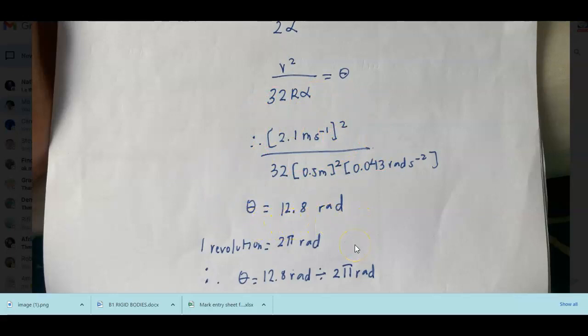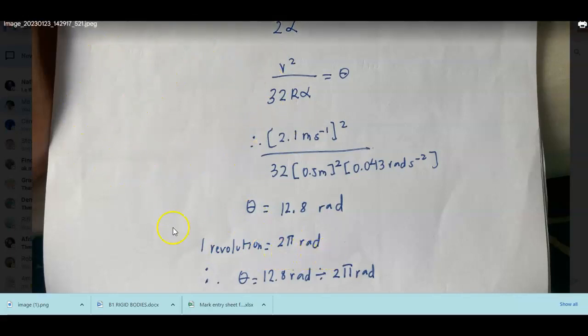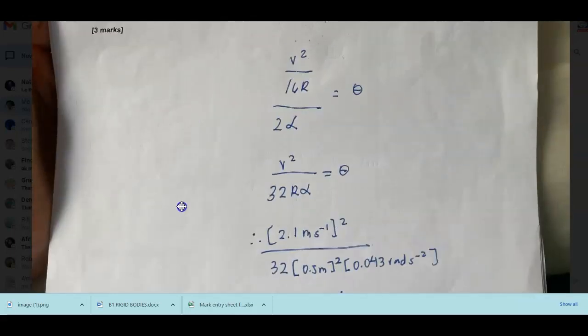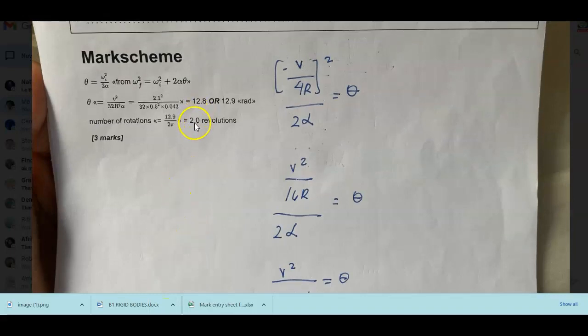However, we can't stop yet because we're going to talk about revolutions. You are asked to find revolutions. We know that one revolution is actually 2 pi rad. So in other words, one complete revolution for a rotational motion or circle is equal to 2 pi. Therefore, we have to divide 12.8 by 2 pi. And finally, this gives you an answer of 2.0 revolutions. So that's it.